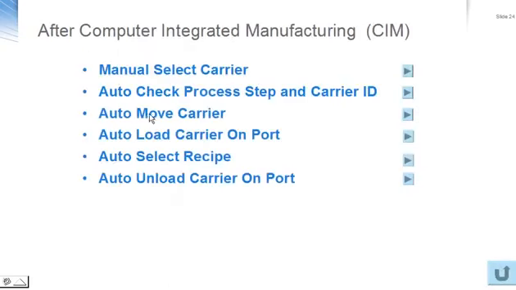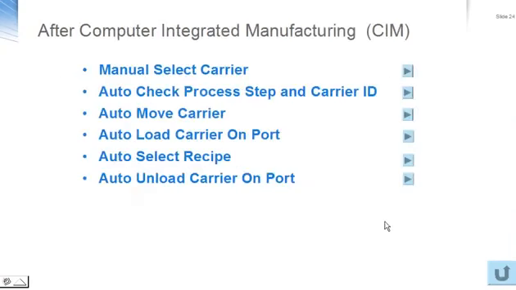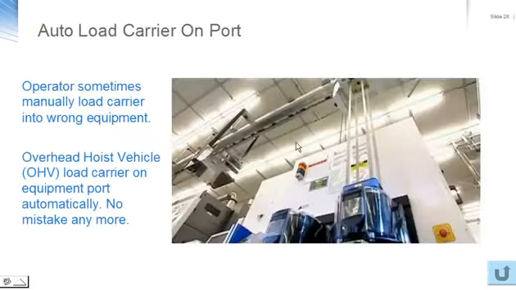And then we will auto move the carrier. Okay, if your factory is fully automated, you can use the OHS and OHV to move your carrier to the equipment. And then we auto load the carrier on the port. Operators sometimes manually load the carrier into the wrong equipment, so we can use the overhead hoist vehicle to load the carrier on the equipment port automatically. No mistakes anymore.